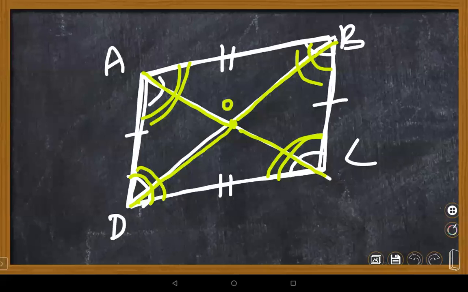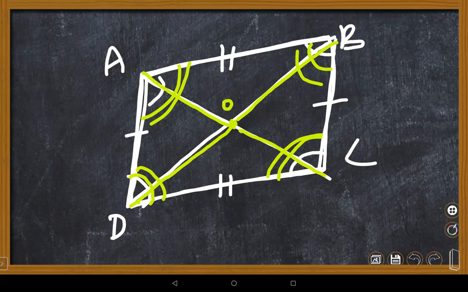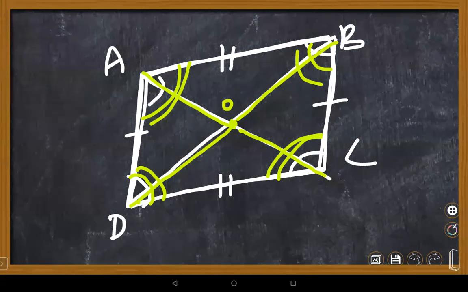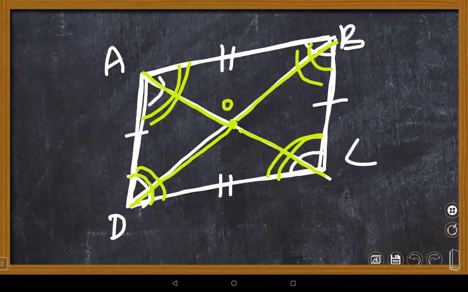Children, I will give it in the last table also, don't worry. But you are supposed to remember these 4 points, children. Adjacent angles are supplementary, opposite angles are equal, diagonals are not equal, opposite sides are parallel and equal, and diagonals bisect each other at point O. And what other points did we miss here? Ma'am, opposite angles are equal. Right. These are the points about your parallelogram.